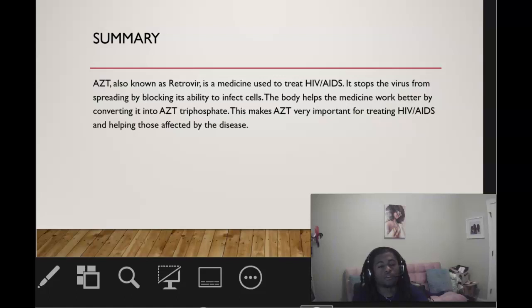The overall summary that I got from this project is that AZT, also known as Retrovir, is a medicine used to treat HIV and AIDS. It stops the virus from spreading by blocking its ability to infect the cell. The body helps the medicine work better by converting it into AZT triphosphate. This makes AZT very important for treating HIV and AIDS and helping those affected by this disease or illness.